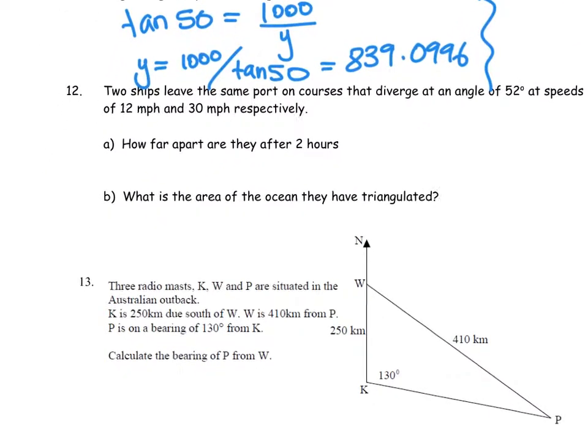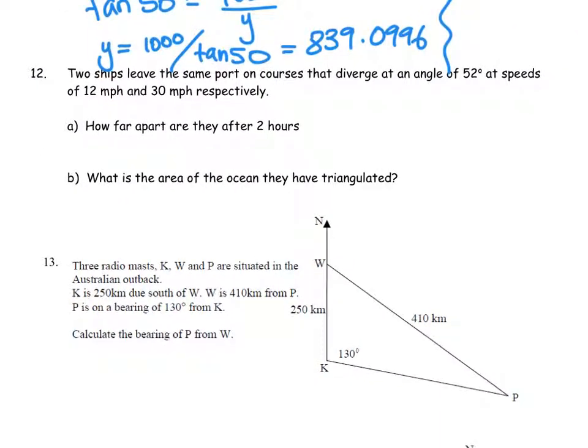Now let's move on to number 20. Two ships leave the same port on courses that diverge at an angle of 52 degrees. So one ship is going in this direction, and the other is going in the other direction, and they make an angle of 52 degrees, at speeds of 12 miles per hour and 30 miles per hour respectively. Now remember that distance equals speed times time. So I know the speed for each one, and I know the time because they want me to know how far these are in 2 hours, so the time is 2.